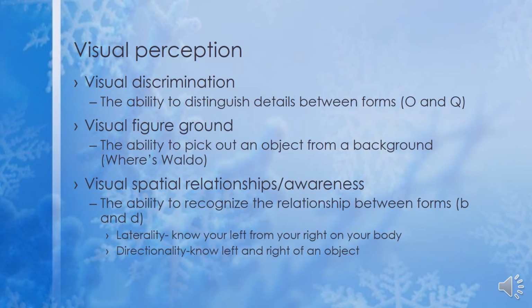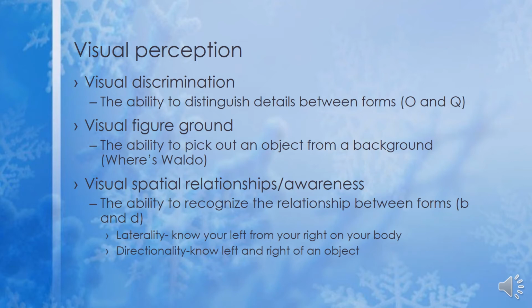Visual discrimination is the ability to distinguish small details in forms, between forms. So the example I gave you here on the slide is an O and a Q. There's just that little teeny line at the bottom of the Q to distinguish it from the O. And that's important. We need to be able to tell the difference between letters, between numbers, between a letter and a number, and all those different things.